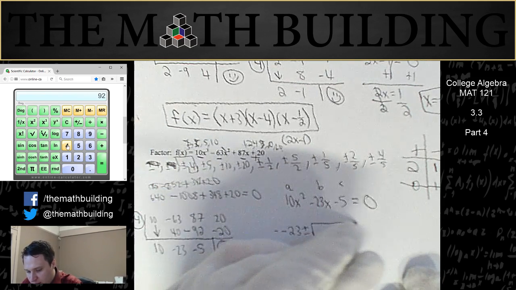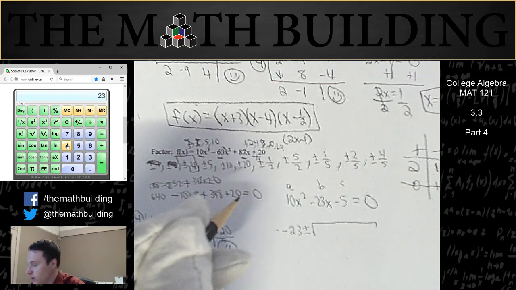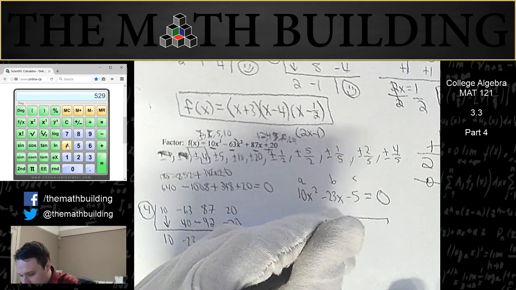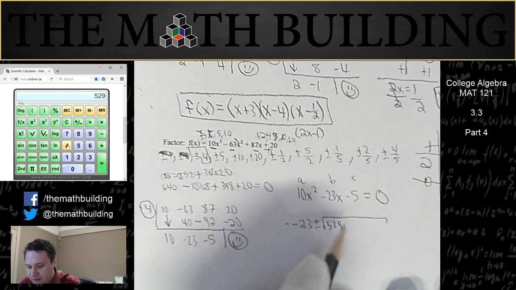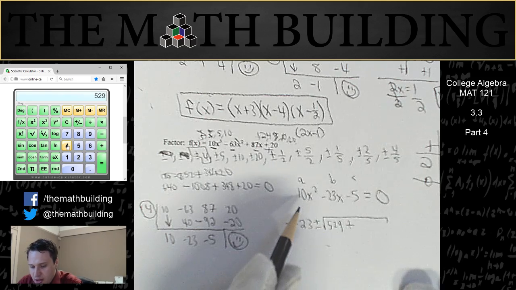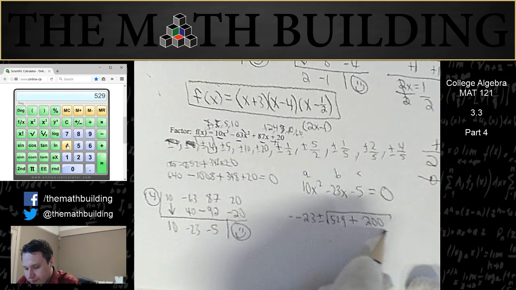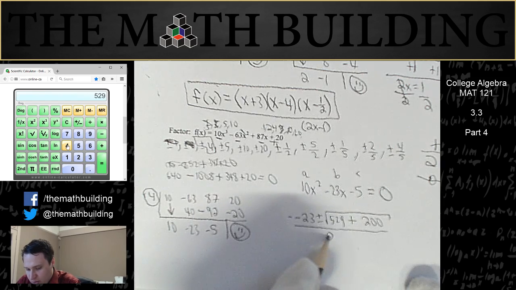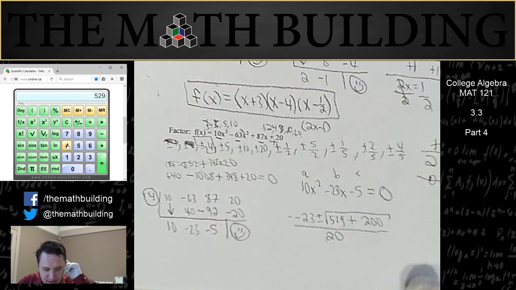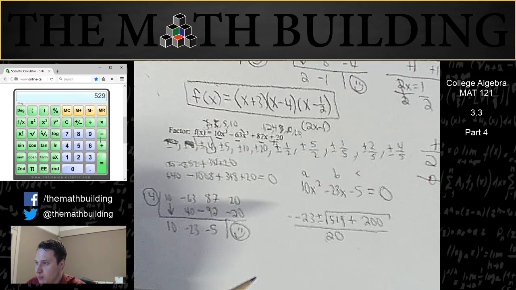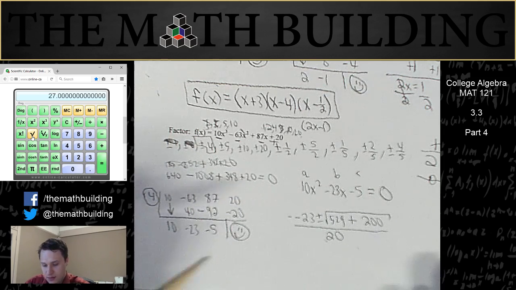So I'm going to do, here's A, B, and C, negative B plus or minus the square root of b squared, and 23 times 23 is 529, minus 4ac, I have two negatives, so that will be a positive. 10 times 5 is 50, times 4 is 200, all over 2a, which will be 20. So as you can see, I've just gone straight to the quadratic formula. So 529 plus 200, square root of that is 27.